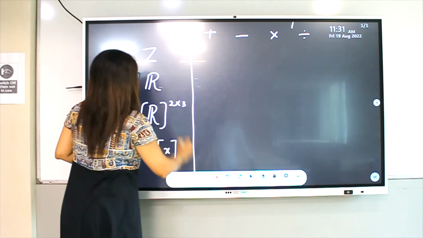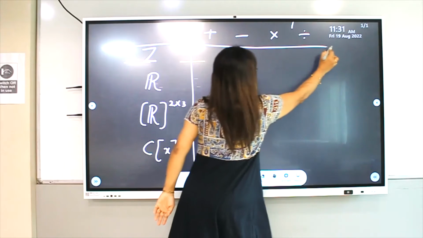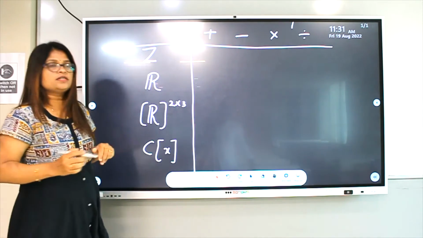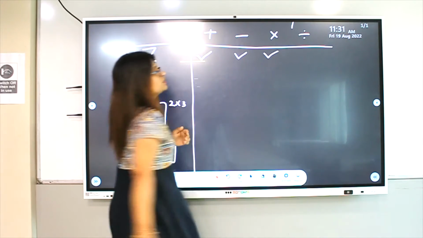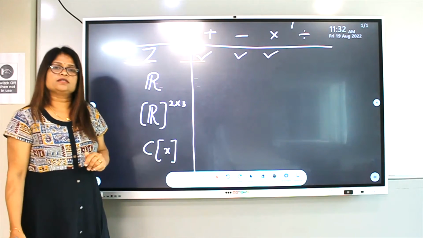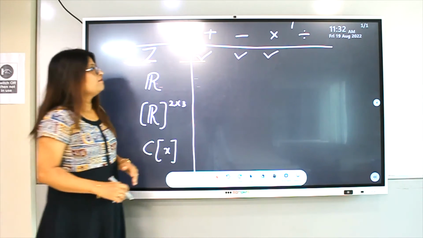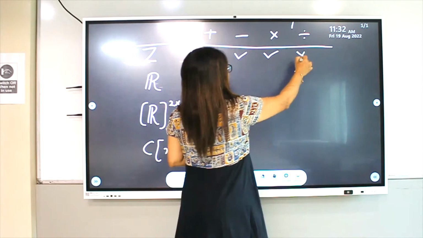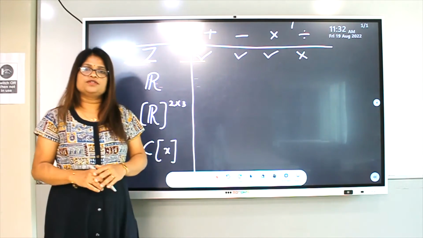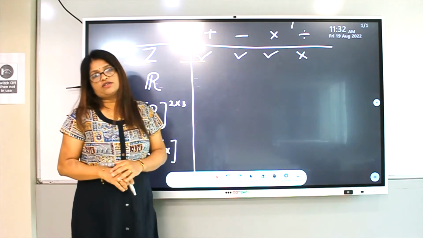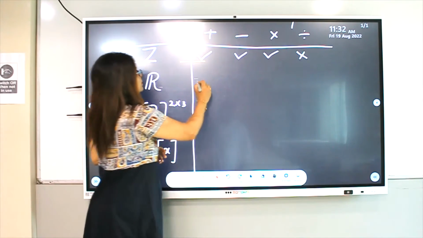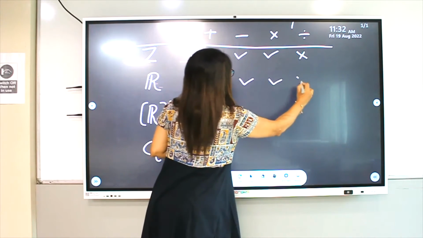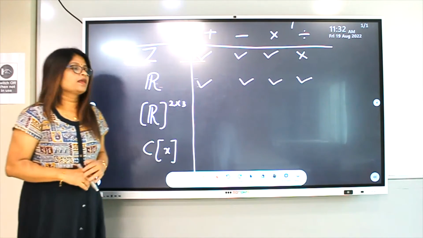When we see the set of integers, we can perform addition, subtraction and multiplication to get another integer, whereas we cannot perform the operation of division, as that will give you a fraction which is not an integer. Now coming to the set of real numbers, all these four operations are available.